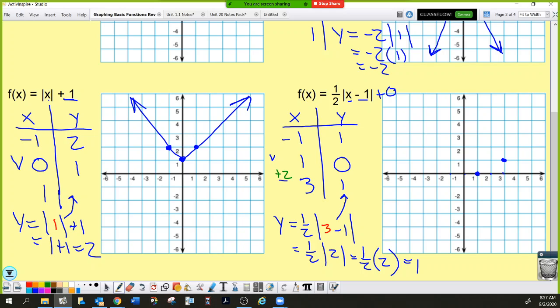If that concept isn't making absolute sense to you, pun, absolute values, absolute sense. If it's not making perfect sense to you, please say something. Let me help. I'm going to connect my dots at -1, 1.